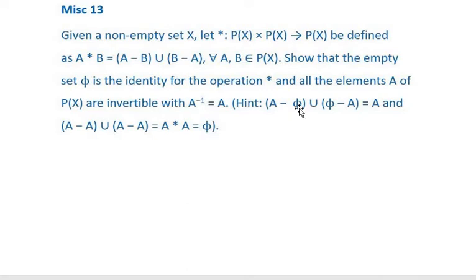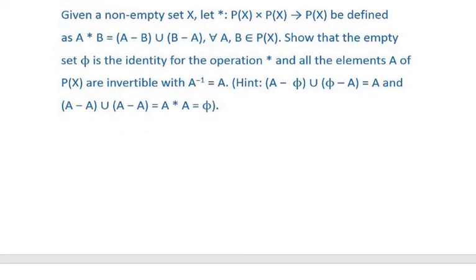That is A minus null set will be A. Union null set minus A will be null set. So A union null set will be A. Okay, so this is the hint. So let us solve this sum.